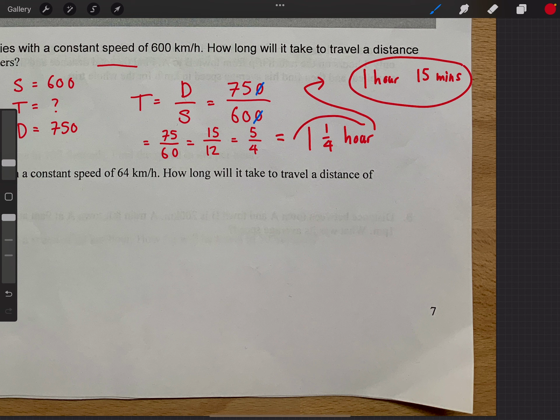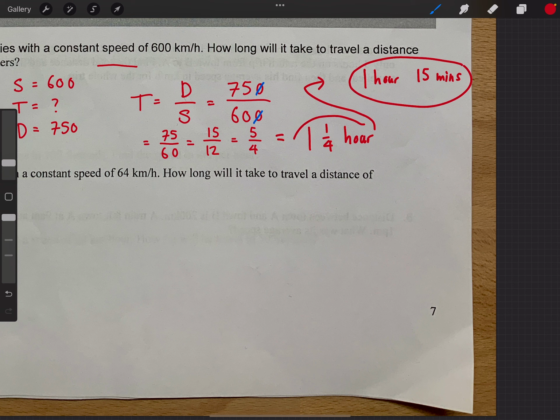Question 2. Find out the distance covered when speed is 960 kilometers an hour, and the time is 1 hour and 50 minutes. Now, 1 hour and 50 minutes, I want to write that as a fraction. So this is 1 hour, so that's just 1. Now 50 minutes, I want to write that as a fraction. So 50 minutes over the total minutes will be 60 minutes.